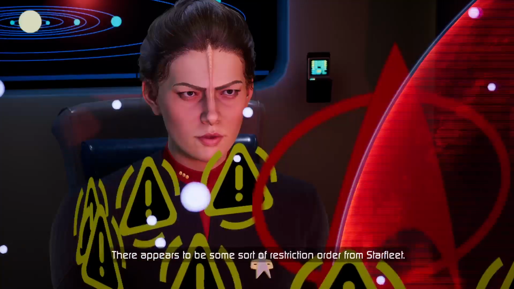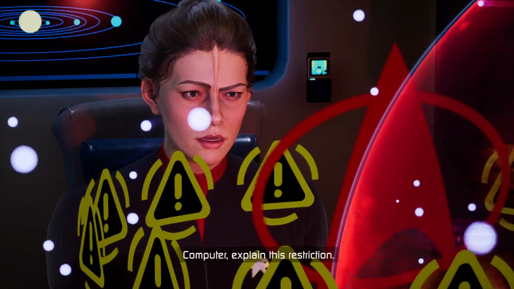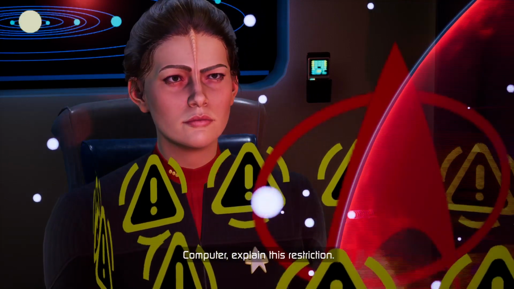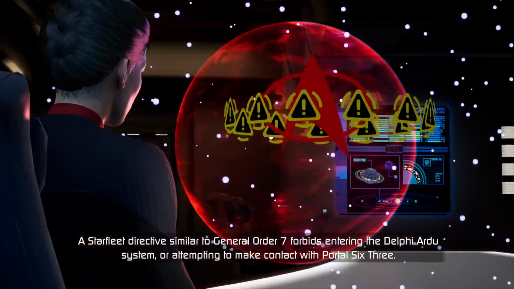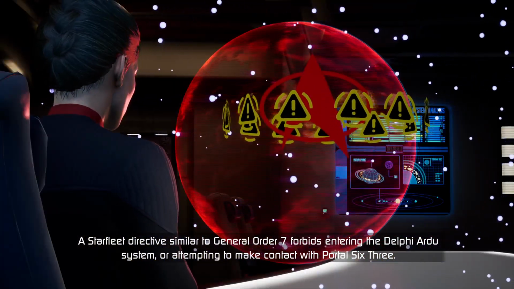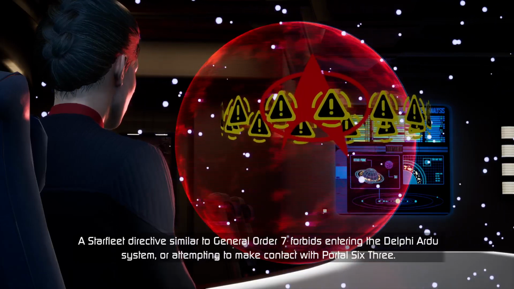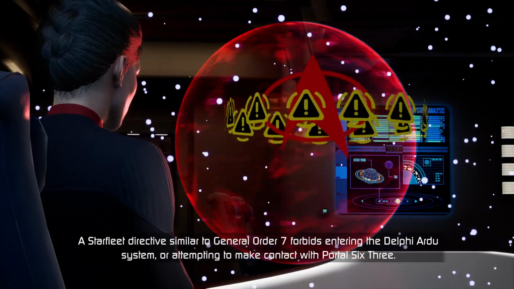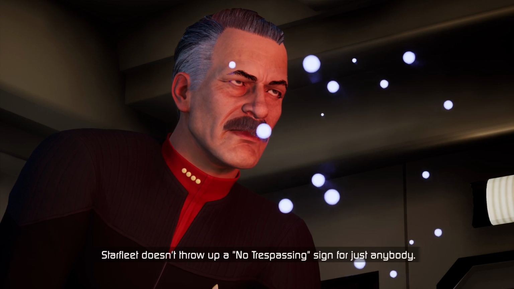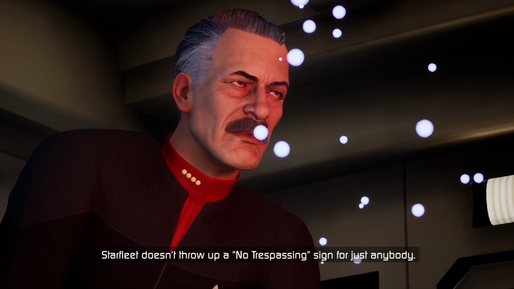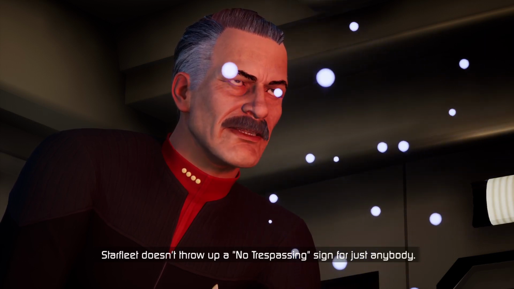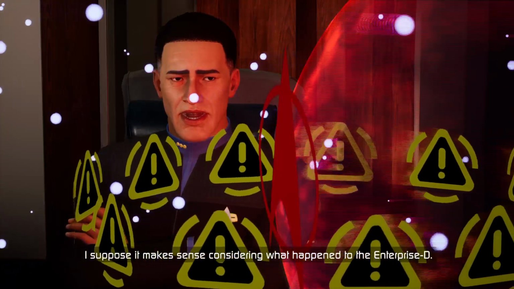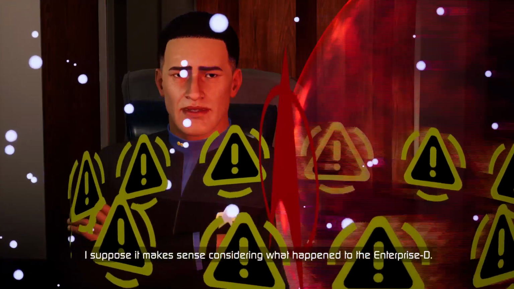There appears to be some sort of restriction order from Starfleet. Computer, explain this restriction. A Starfleet directive similar to General Order 7 forbids entering the Delphi RD system or attempting to make contact with Portal 63. Starfleet doesn't throw up a no trespassing sign for just anybody. I suppose it makes sense considering what happened to the Enterprise D.